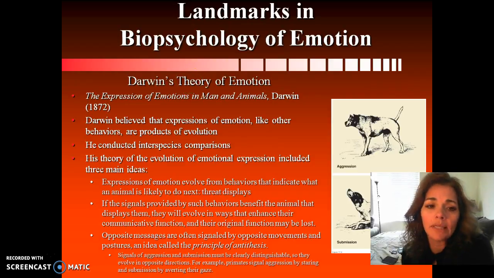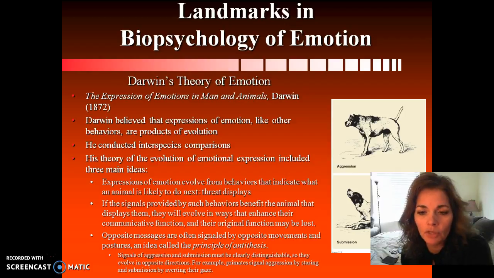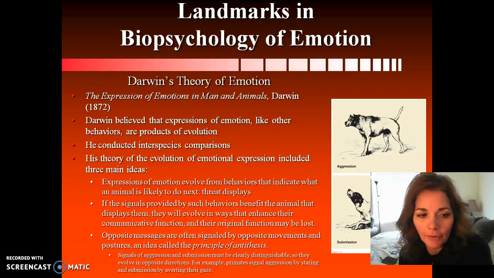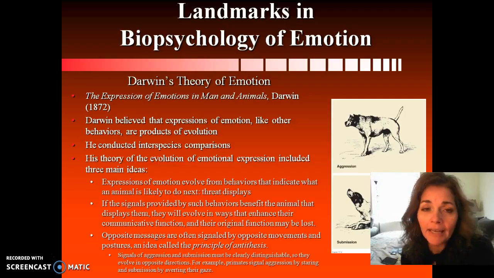Your book doesn't really talk about Darwin's theory of emotion, but I want to include it so you have some background. Darwin published The Expression of Emotions in Man and Animals, and he thinks that evolution is a critical component of emotions developing. What he liked to do is compare behaviors across species in order to determine maybe the adaptive value of those emotions. And he had three main ideas to his theory.